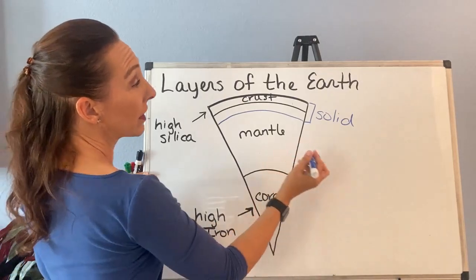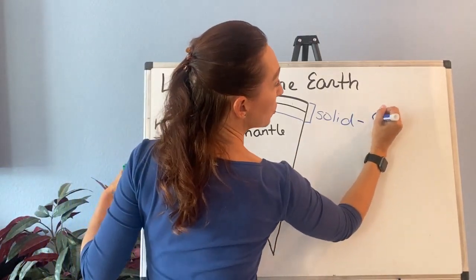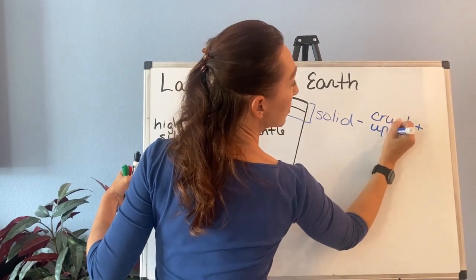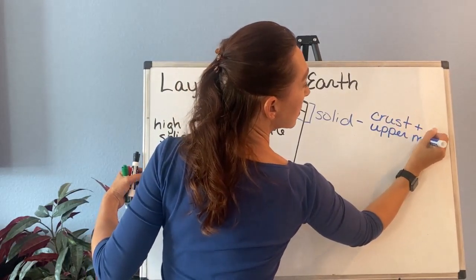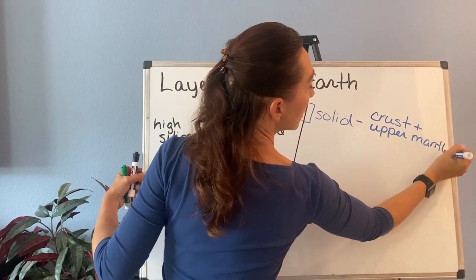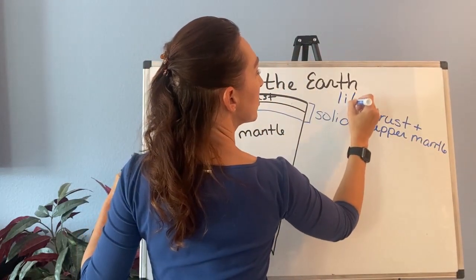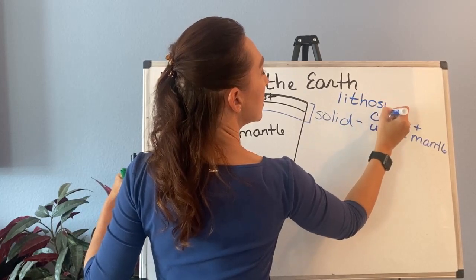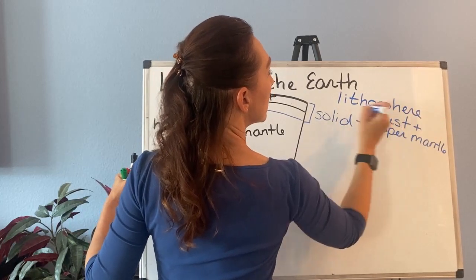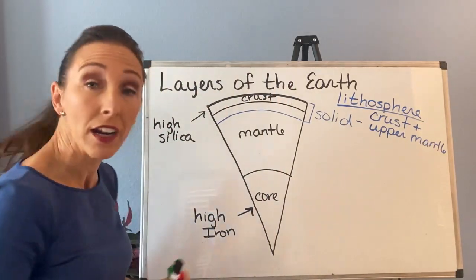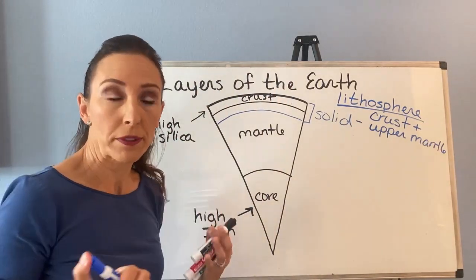So this solid layer, which is going to be the crust plus the upper mantle, is what we call the lithosphere. Okay, so lithosphere, that's the solid crust and upper mantle, regardless of composition.